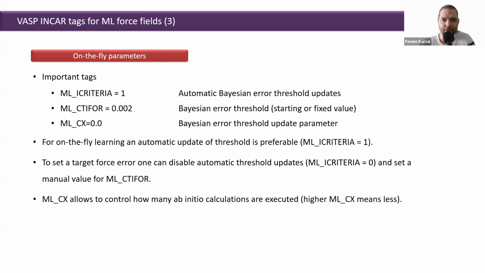No, not means that a constant value is used. Then you have to set this constant value here by MLCTI4, or use this MLCTI4 in an automatic update as the starting value. This default here of 0.002 is a good default that works overall in most systems.